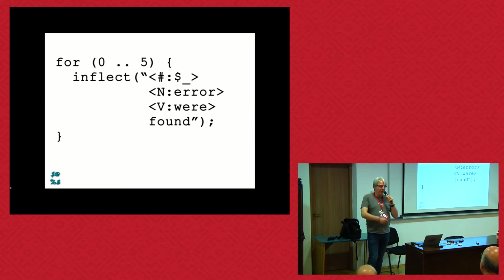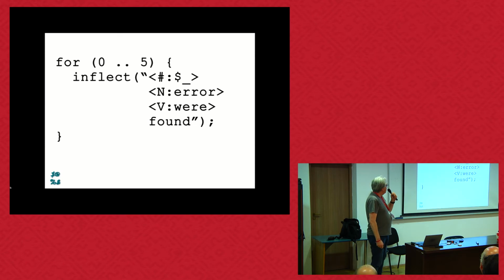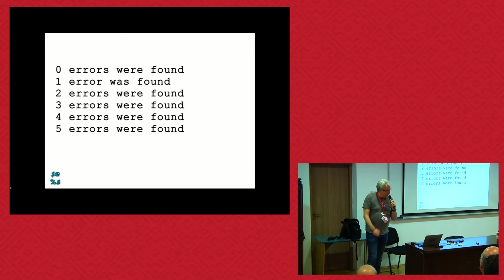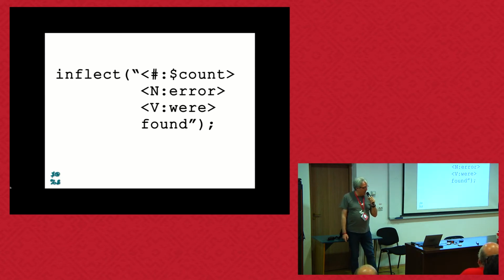And in fact, for most of the examples that I'll show you over the next 20 minutes or so, let's picture this loop around the call to inflect. And it prints out this. It prints out 0 errors, 1 error, 2 errors. And it also conjugates the verb were and was. So let's have a little bit of a closer look and see how it actually does that.